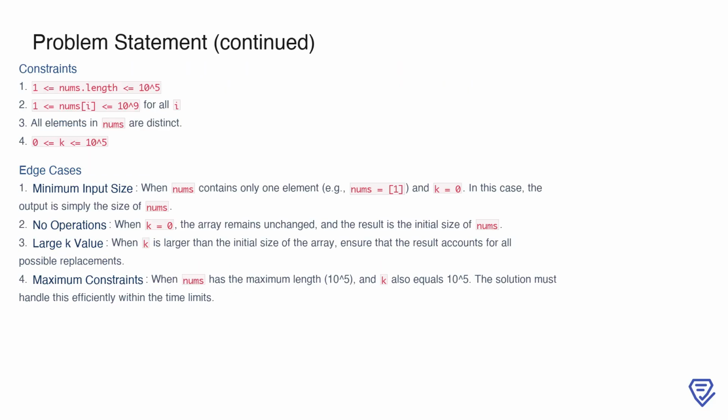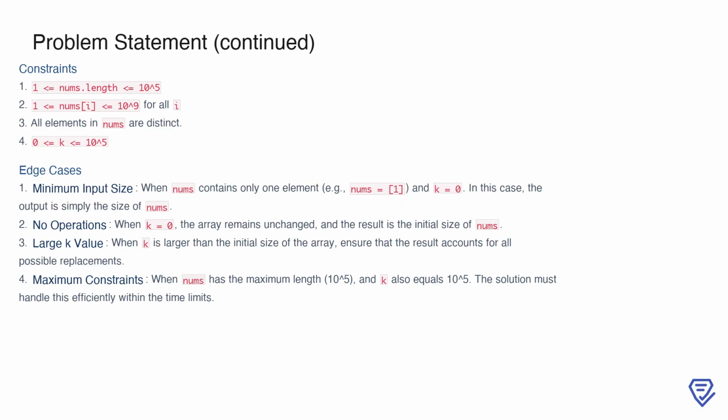Now let's consider the constraints and edge cases for this problem. The size of the array nums can be as small as 1 and as large as 10 to the power of 5. Each element in nums is guaranteed to be distinct and has a value between 1 and 10 to the power of 9. Additionally, the number of operations k can range from 0 to 10 to the power of 5. Some important edge cases to consider include situations where the input size is at its minimum, such as when nums contains only one element and k equals 0. Here, the output is simply the size of nums.